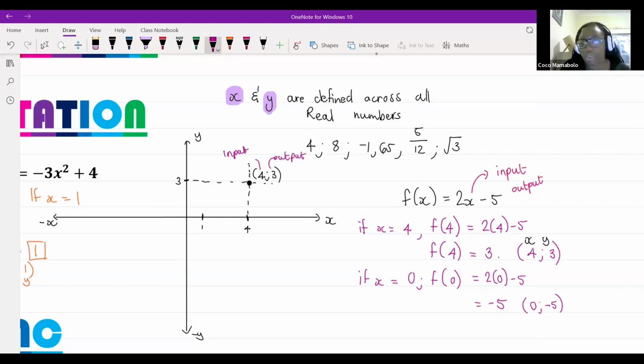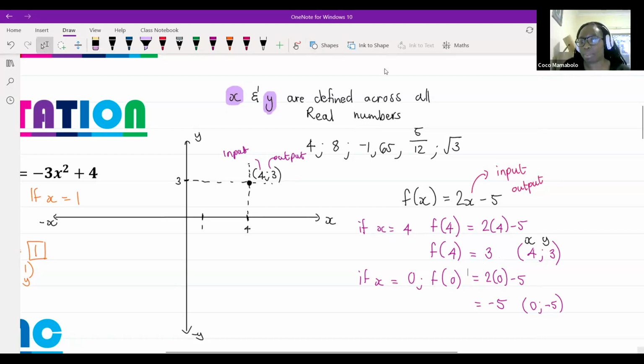Always x first and y next. Because if I don't choose an x value, I will not get a y value out. I must choose the x value in order to get a y value. Does everybody understand that? If I don't choose an x number, I'm not going to get an answer for y. So the x value on my Cartesian plane must always come first. Okay, are we okay with that?